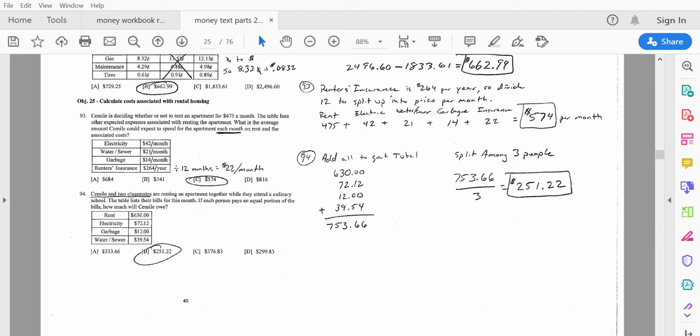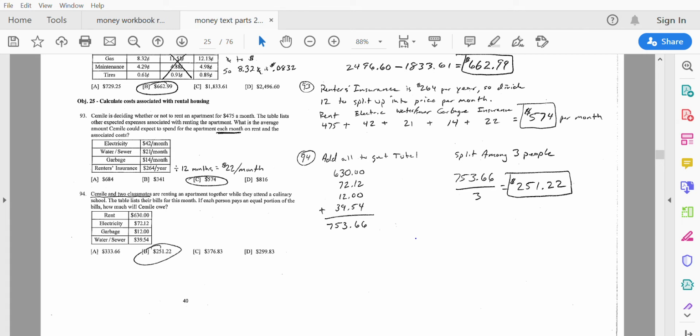Number 94. The first big thing that some people miss in this one is Camille and 2 classmates. Why that is important, even though we haven't read the whole problem yet, is that it means there are 3 people we're considering here. So after we read the problem, you're going to see why I wrote this: this is going to be split among 3 people, not 2 people.